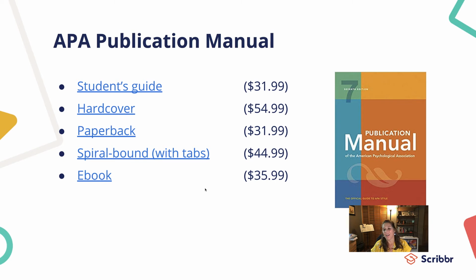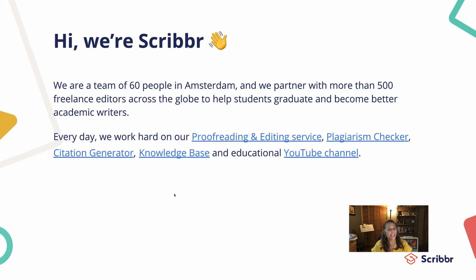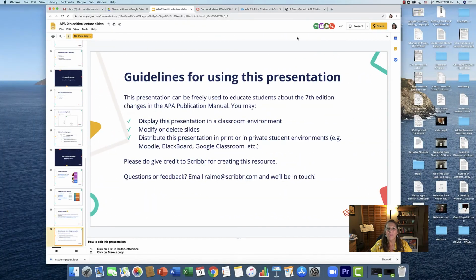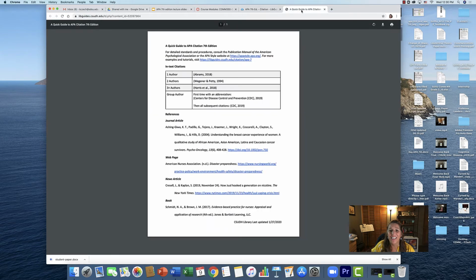Obviously, they talk about buying the APA manual. I don't think you need to do that, but I am going to move to a couple other sources now to help you. So one of the things that I like to do is have a quick guide in front of me, and I can post this as well. Most libraries make these, and this is 7th edition. Remember, you always want to be careful you're using 7th.